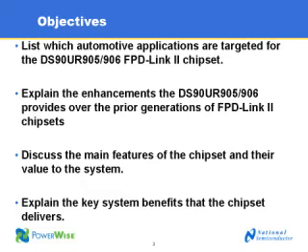The objectives of this webinar are really to start to talk about a new product that we're going to be launching in September. It's the DS90UR905-906 FPD-Link II chipset. We're going to talk about the enhancements that this provides over the prior generations of the FPD-Link II chipsets, and really go into detail on the main features and their value to the system. And finally, we want to make sure that people understand the key benefits that the chipset delivers.